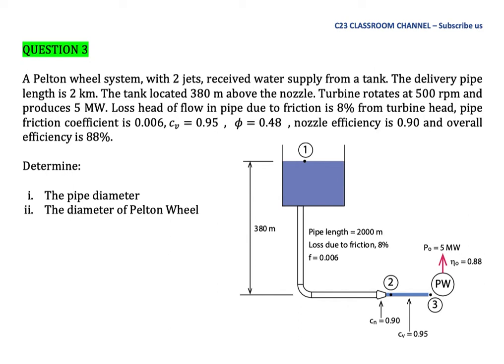The turbine rotates at 500 rpm and produces 5 megawatts. Head loss of flow in the pipe due to friction is 8% of the turbine head. Pipe friction coefficient is 0.06, CV is equal to 0.95, phi, or the speed ratio, is equal to 0.48, nozzle efficiency is 0.9 and overall efficiency is 88%. Determine the pipe diameter and the diameter of the Pelton wheel.